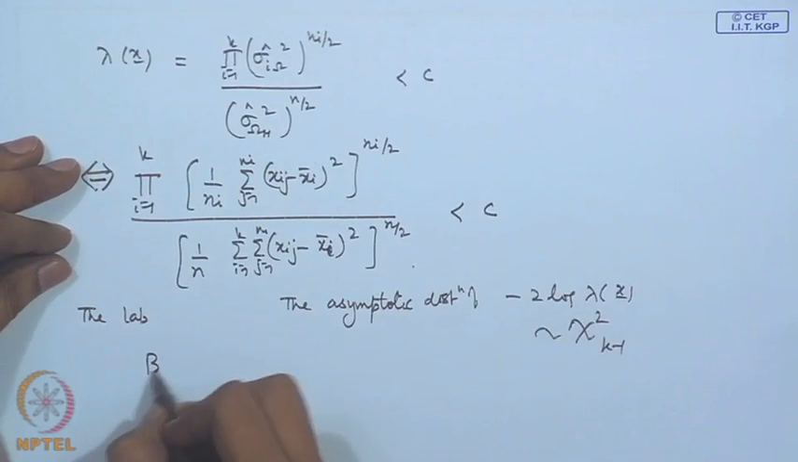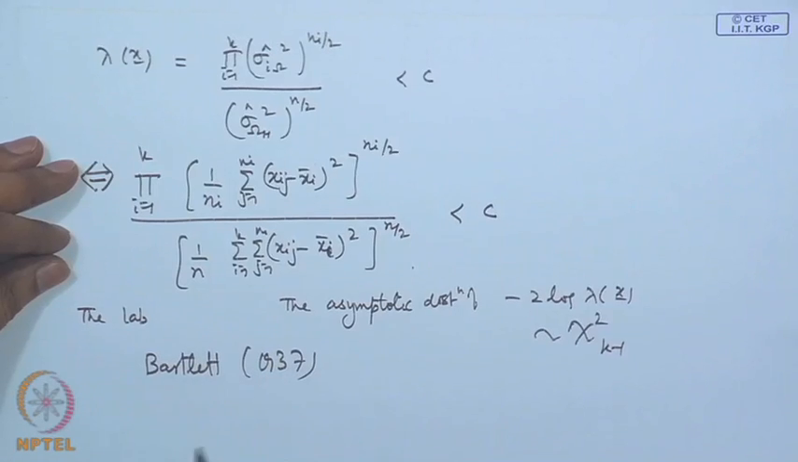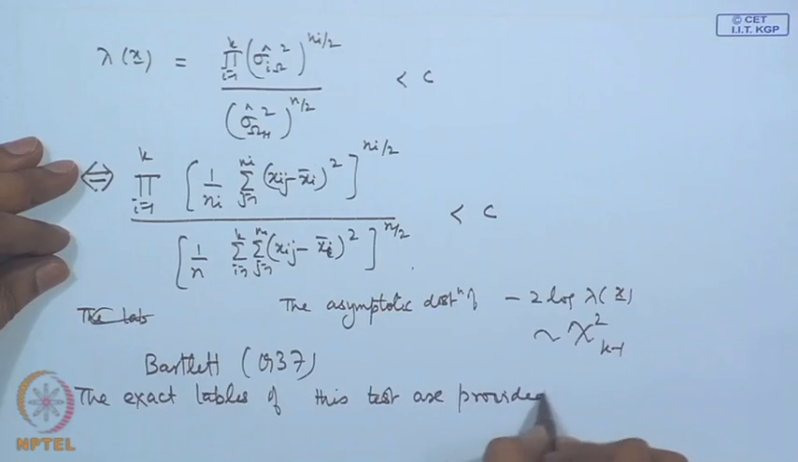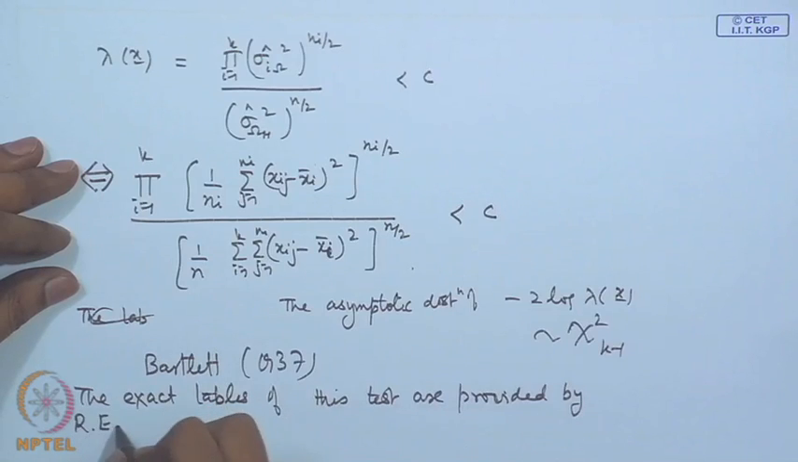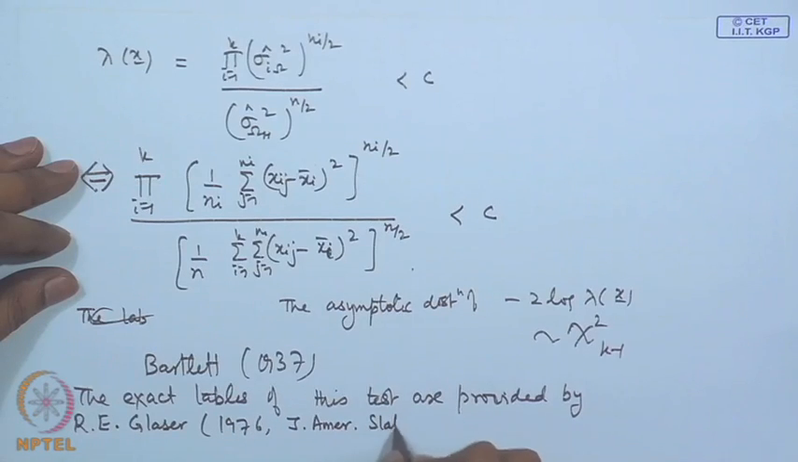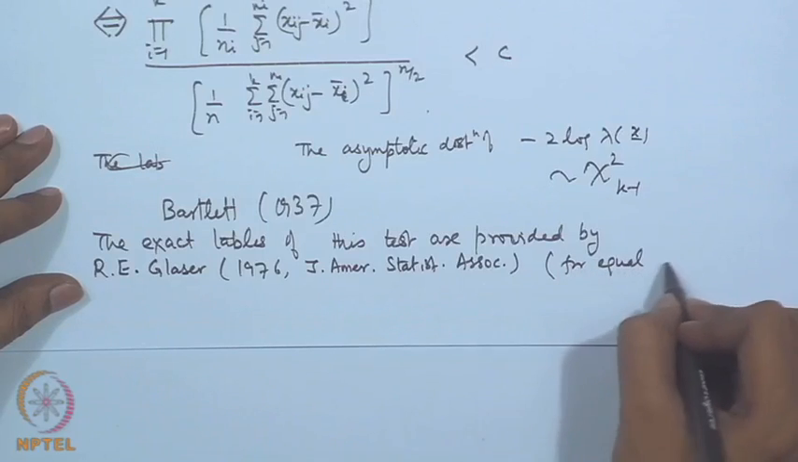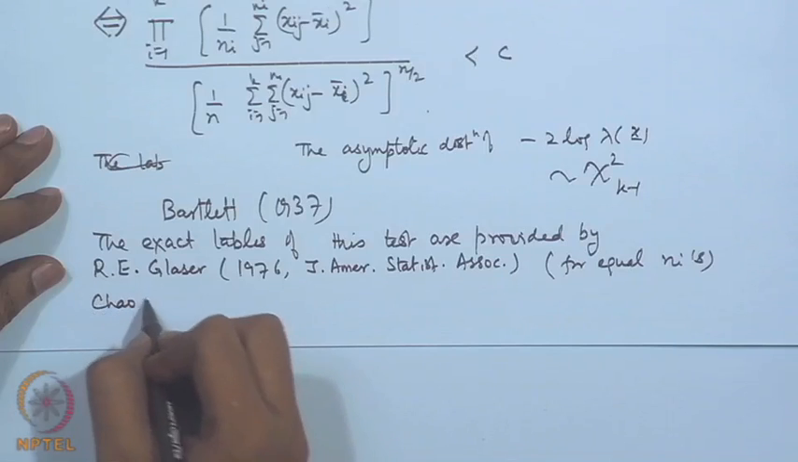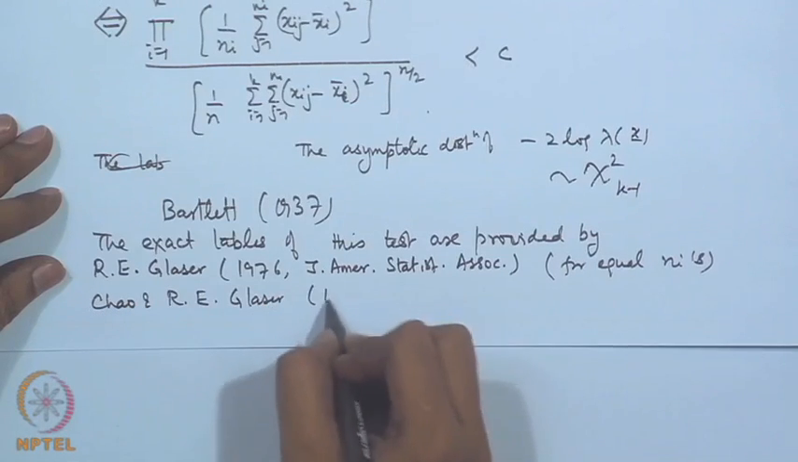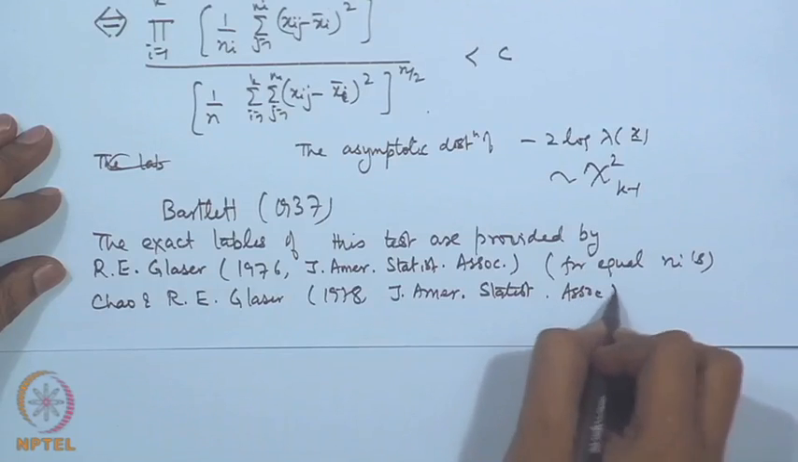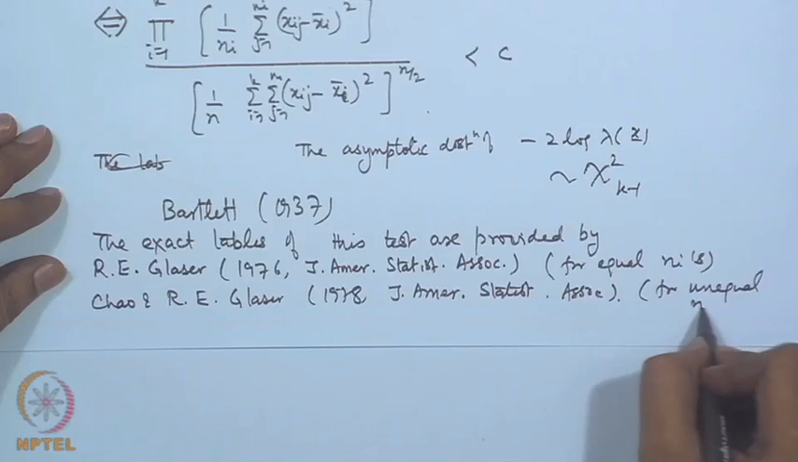So, this was provided by Bartlett in 1937, and the exact tables of this test are provided by R. E. Glaser in 1976 in Journal of American Statistical Association. This part he considered for equal sample sizes, and for unequal sample sizes Chow and R. E. Glaser in 1978 in Journal of American Statistical Association. This is for unequal n_i's.